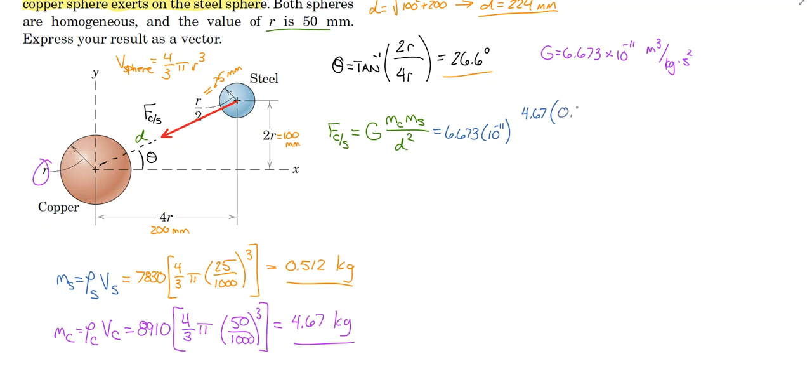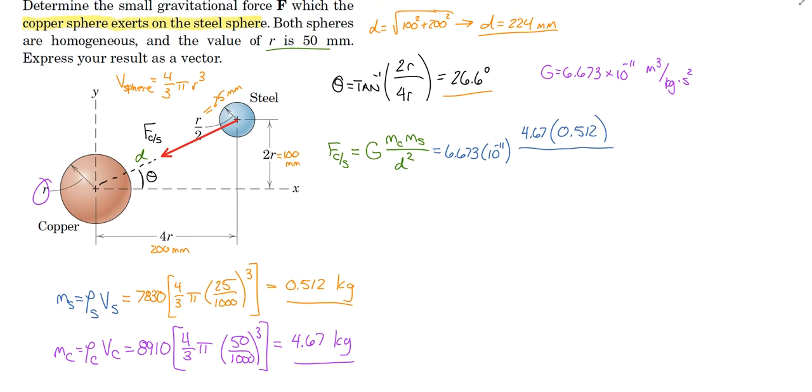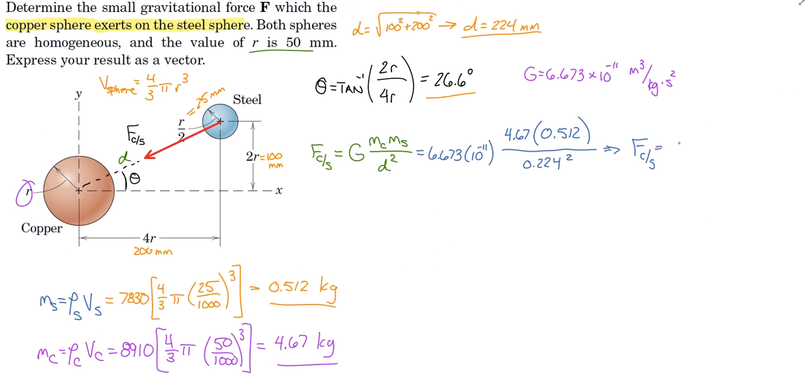0.512, and then that is divided by the distance, which we computed earlier as 224 millimeters, 0.224 meters squared. And the value for this is very small. We wind up that the force of the copper on the steel is equal to 3.19 times 10 to the negative 9th power newtons.